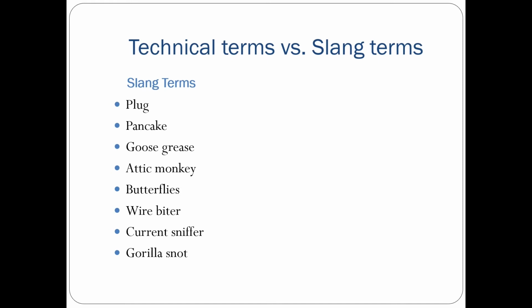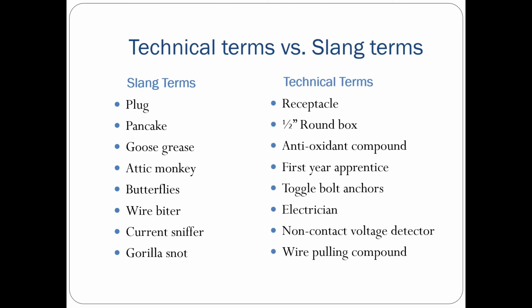On the screen, you see a whole bunch of different slang terms that could be used in the field. See if you can figure out what those slang terms mean, and I'll give you the answer in just a moment. Pause the video if you'd like. Here are the technical terms that go with the slang term. A plug is a receptacle, a pancake is a half-inch round box, a wire biter is an electrician.